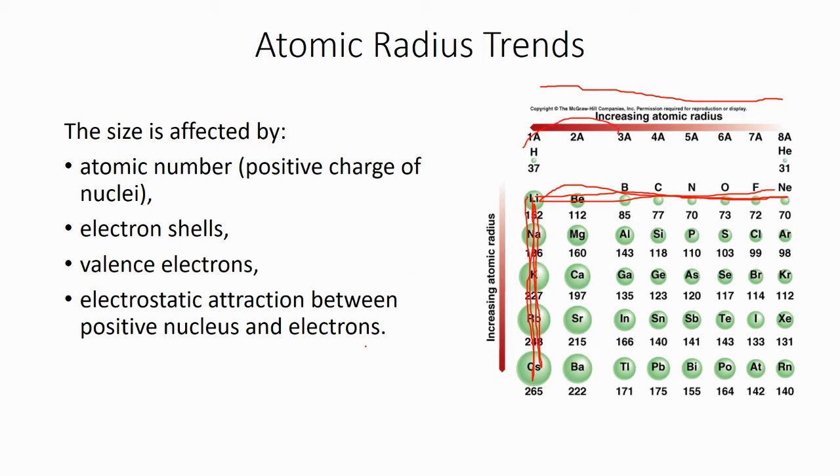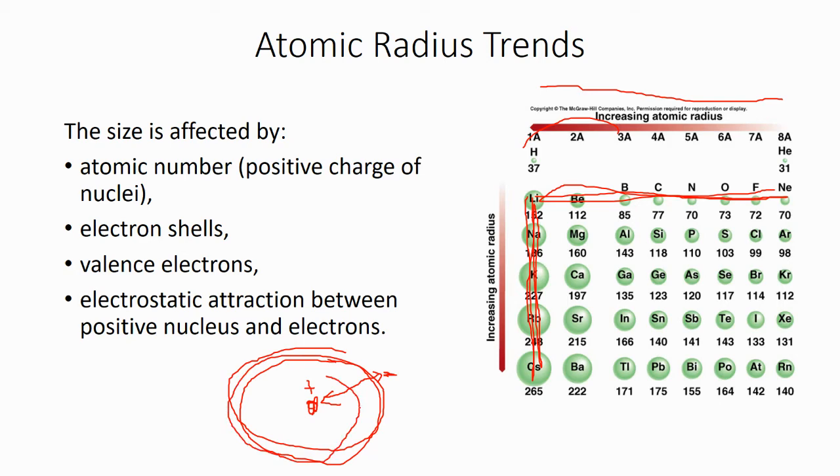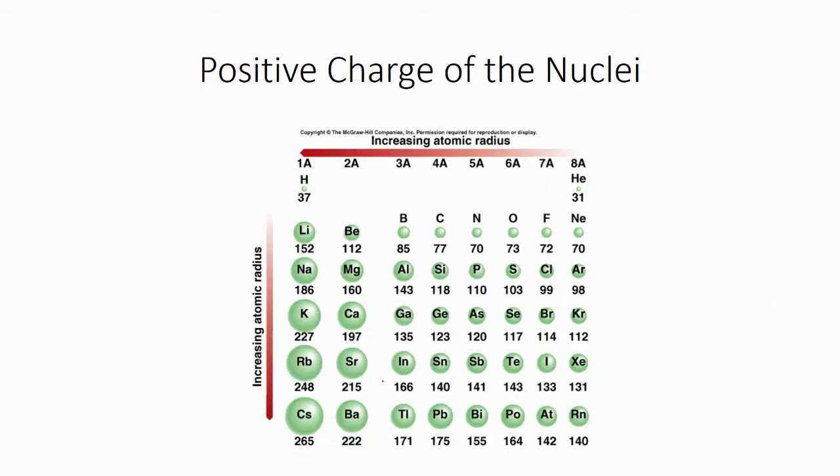So if we draw an atom down here, we've got the nucleus, which is positive, and the electrons on the outside are negative, and then there is an attraction between these, between the positive and the negative. So this is the nucleus. The stronger the attraction, the closer the valence electrons, the ones on the outside, are going to be. Okay, so as we go along the periodic table, the charge on the nucleus is going to increase because there's more protons.